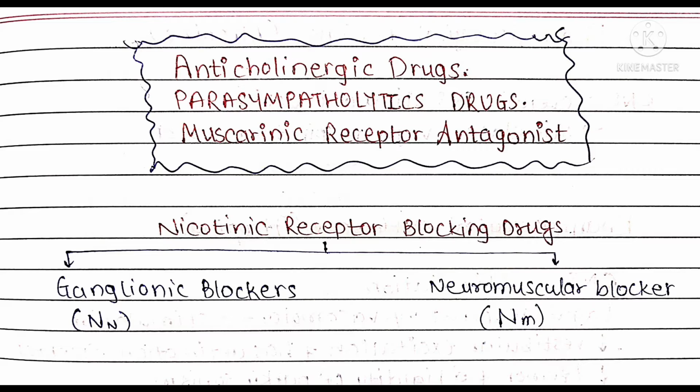Nicotinic receptor blocking drugs also block the acetylcholine, and they are classified on the basis of the receptor into ganglionic blockers and neuromuscular blockers. Ganglionic blockers block the NN receptor while neuromuscular blockers block the NM receptor.